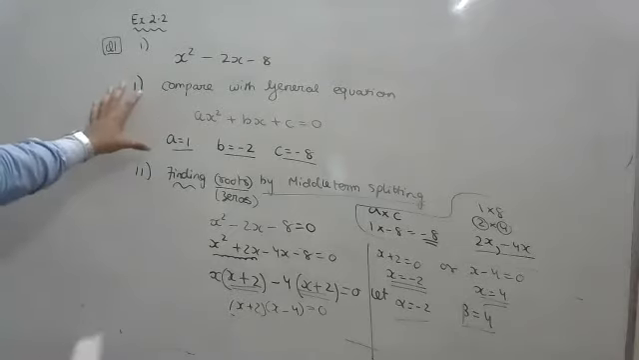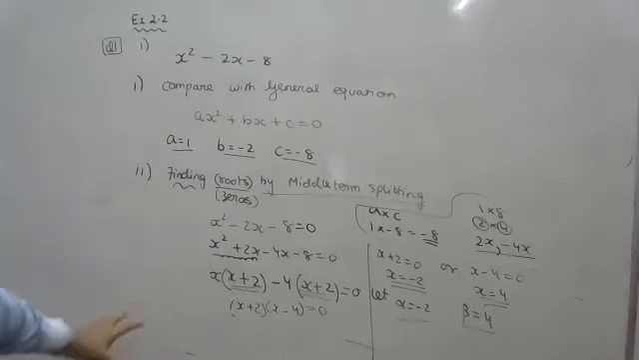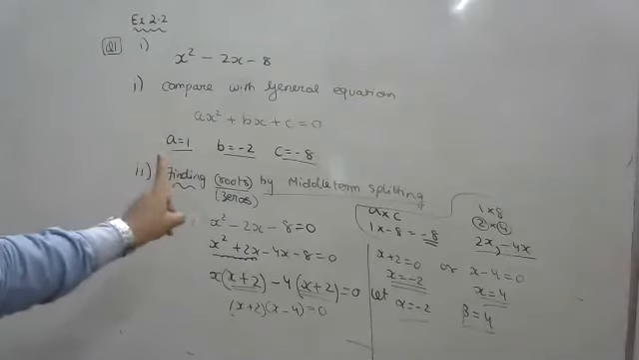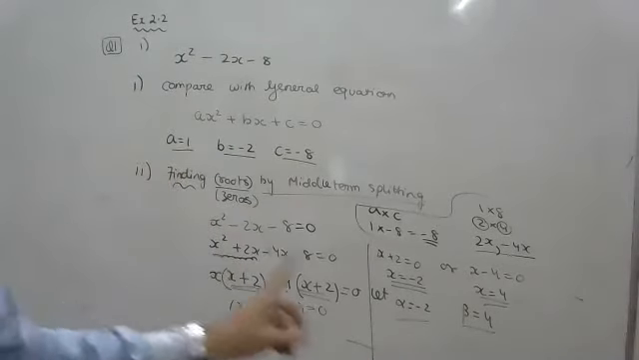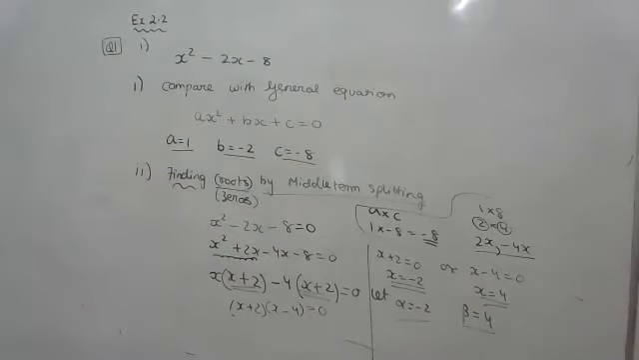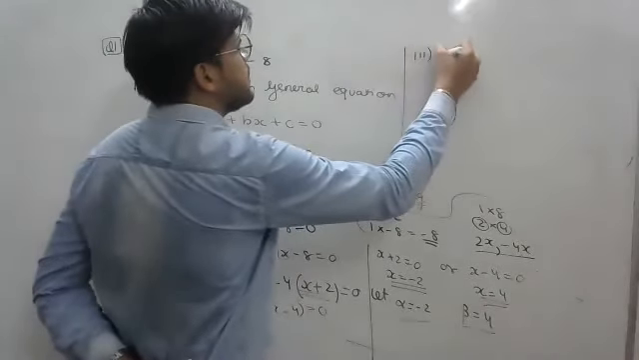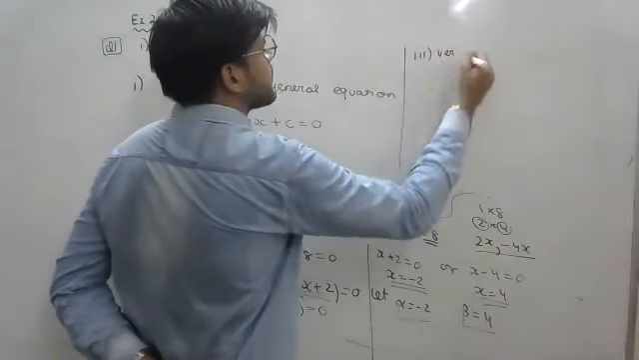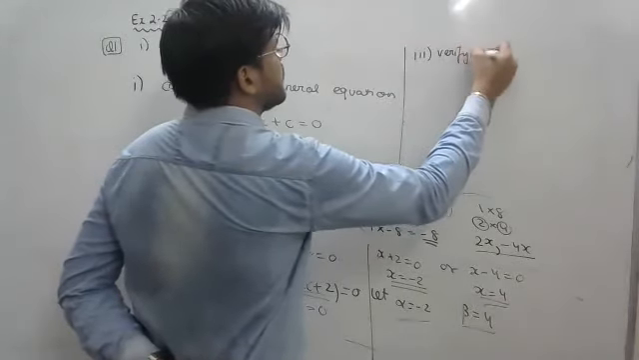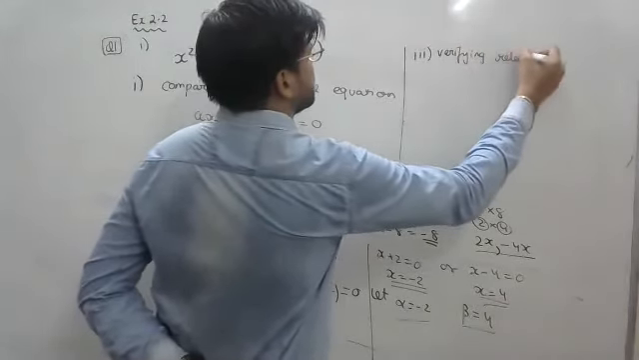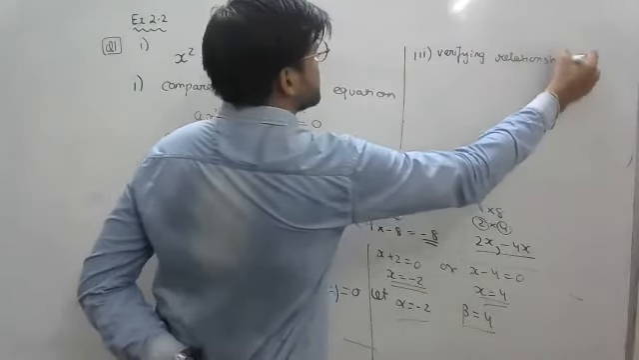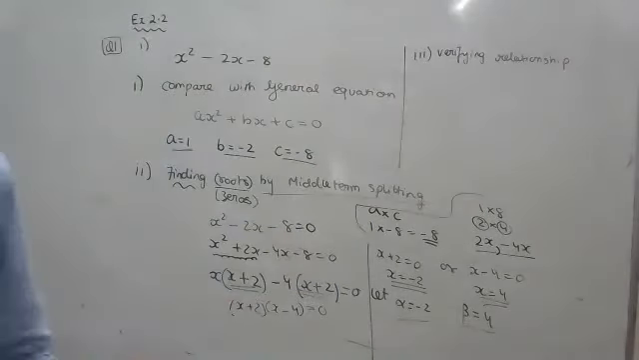Okay, so this is the first part of the question. This is the second part. In the first part, we have the values for a, b, and c. In the second part, we have found the values for alpha and beta. Now the third part is verifying the relationship. This is the most important question, I would say, because I'm explaining the entire concept.